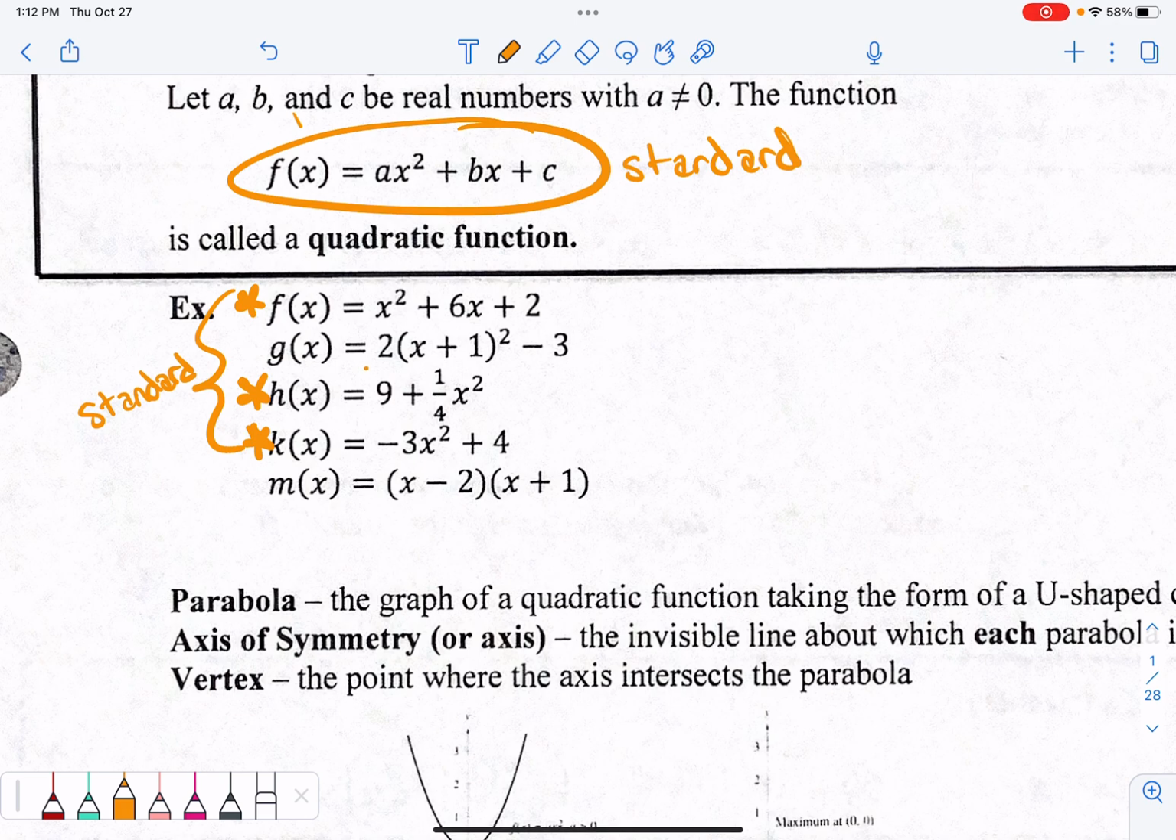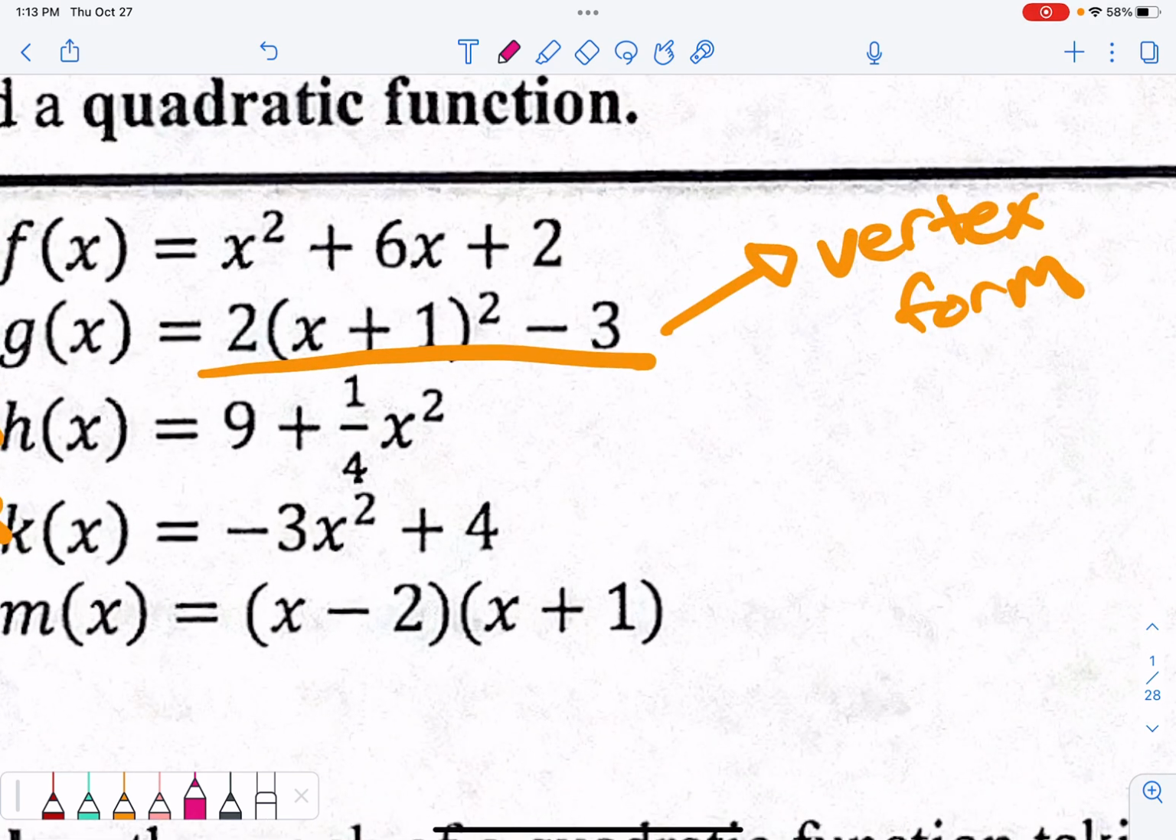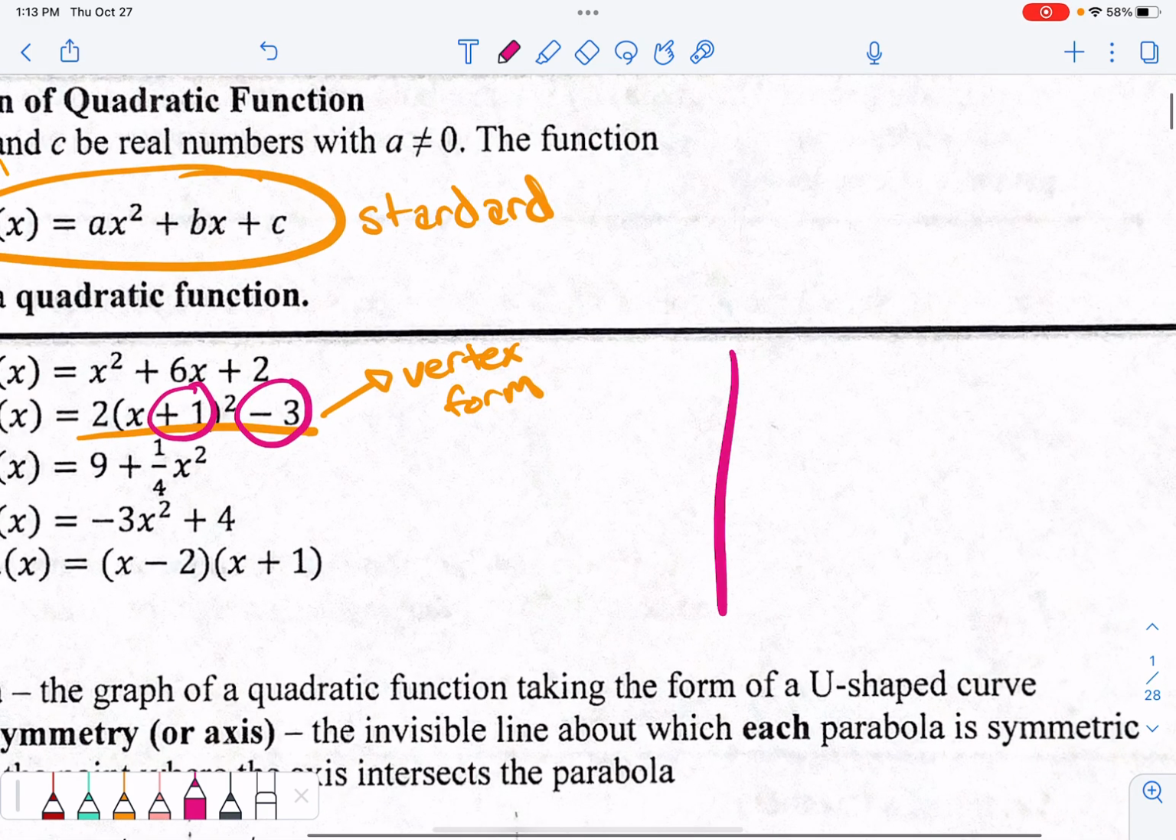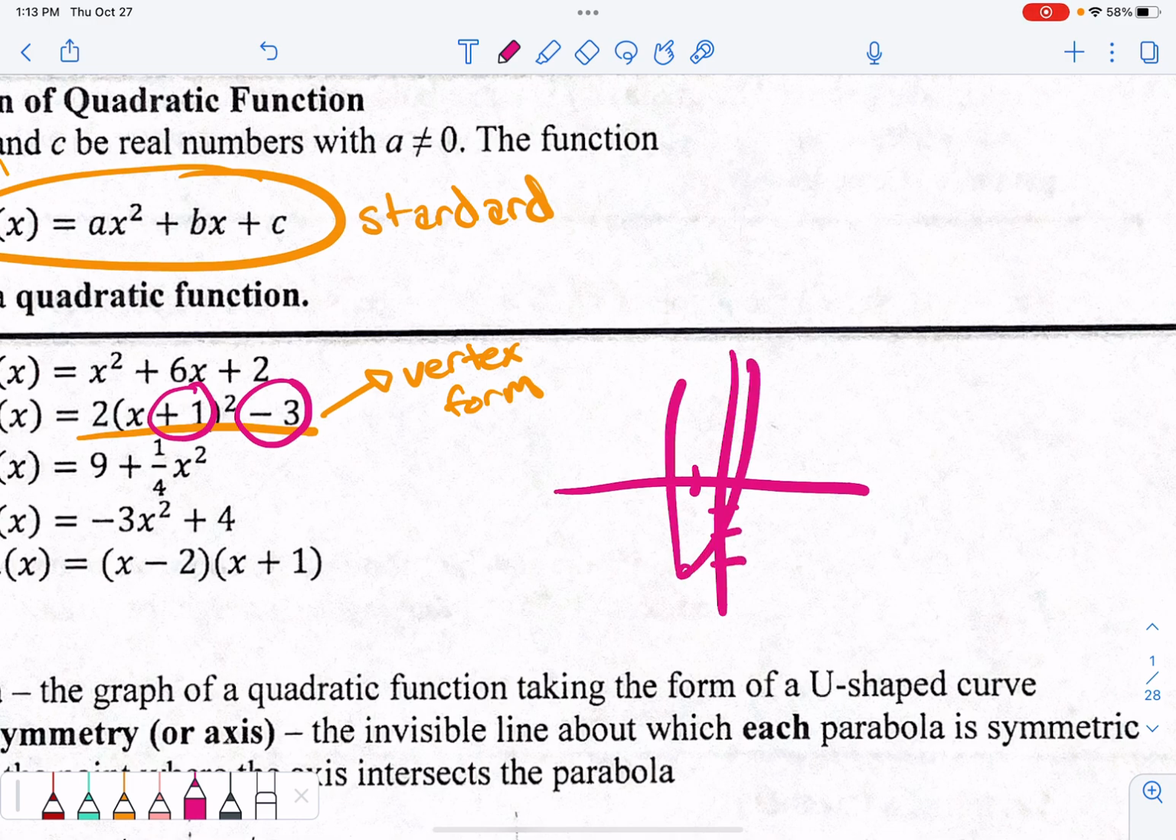The second one is in what I call vertex form. The reason I call it vertex form is because you can easily find the vertex from that. If we think about transformations, this plus 1 is moving him to the left 1, and the minus 3 is moving him down 3. So that parabola is going to the left 1 and down 3, and he looks like this. And actually this 2 is not changing where his vertex is, it's only making him skinnier.